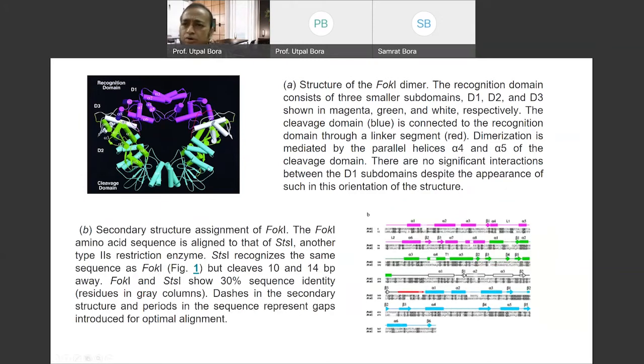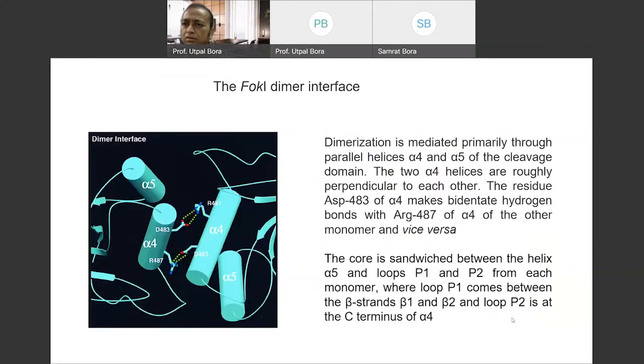So these are some more details. I will not go into this. We'll go into basically how the FokI dimer works, how the molecule works as a dimer.